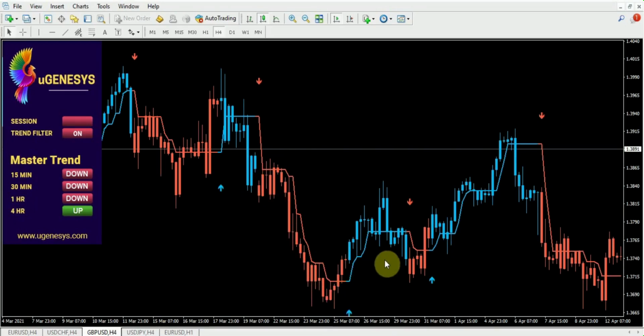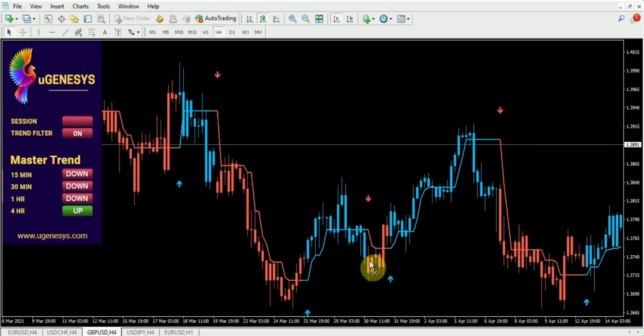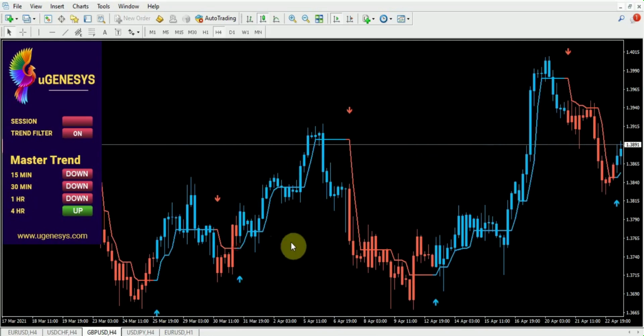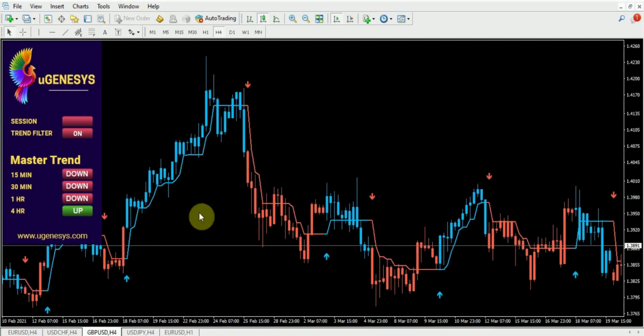So you can see this indicator is very great for telling exactly when a trend starts and when it ends. And you will also see the beginning of a new trend and where that trend ends, and so on and so forth, okay? So it's great for identifying just where the trends are, okay? So this has just been a basic overview of the features of our uGenesys trend indicator.